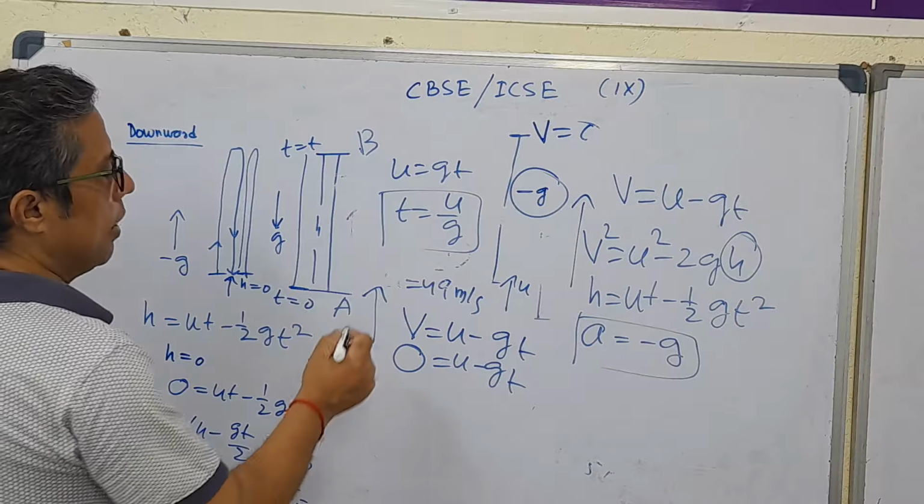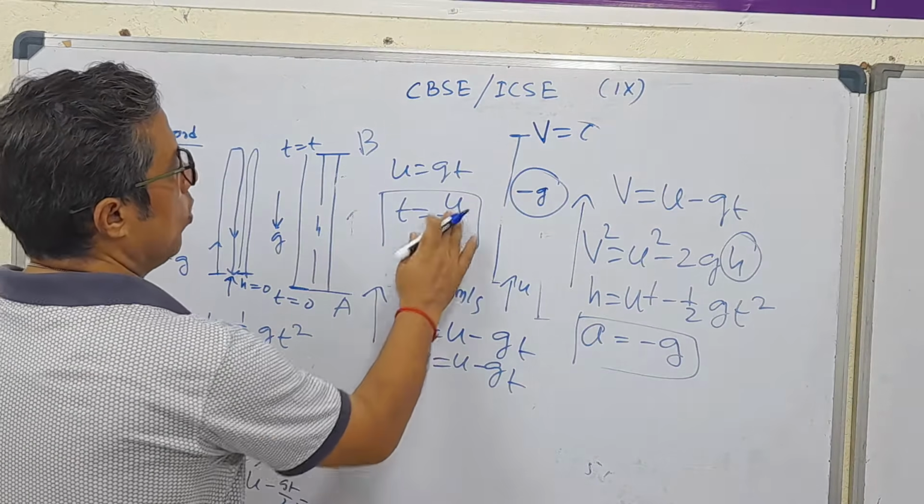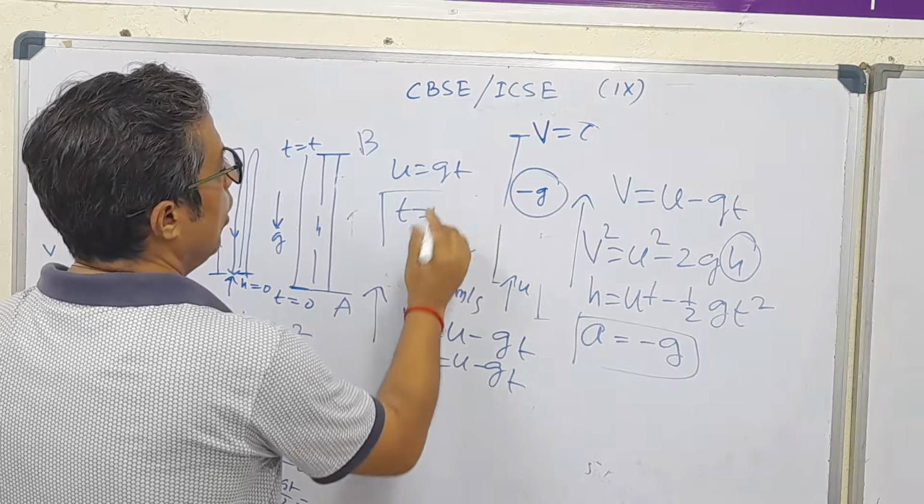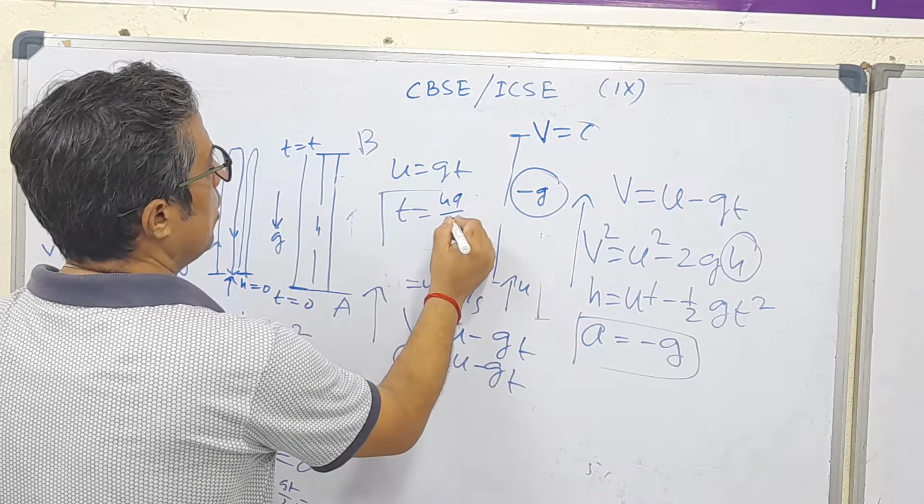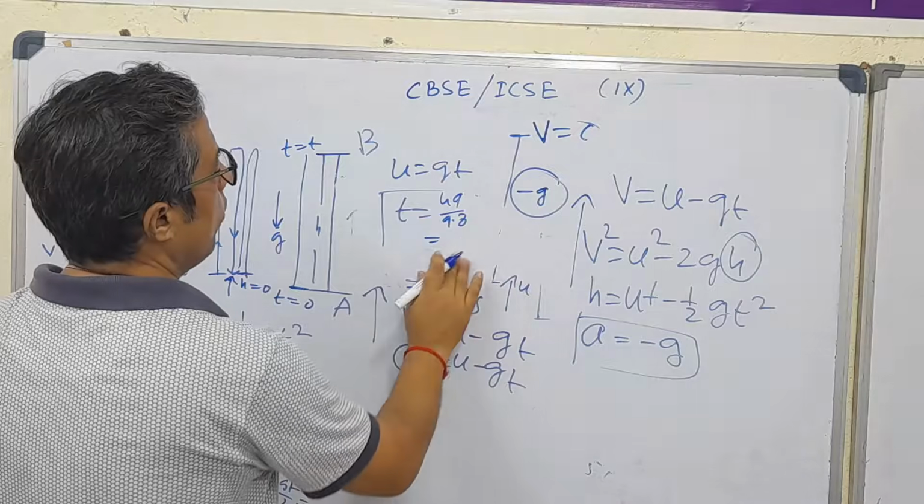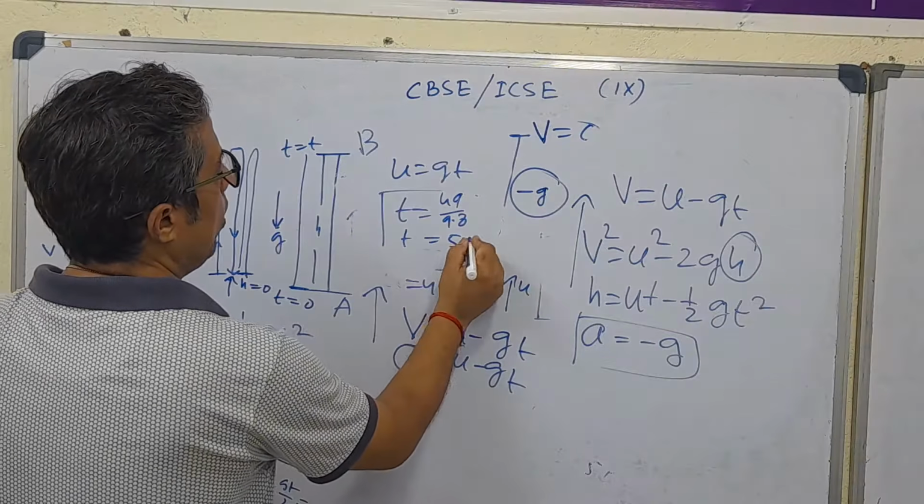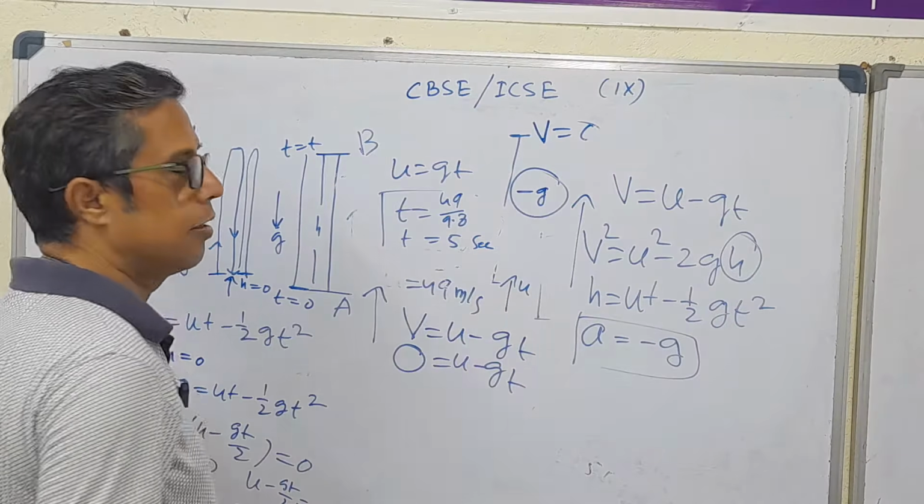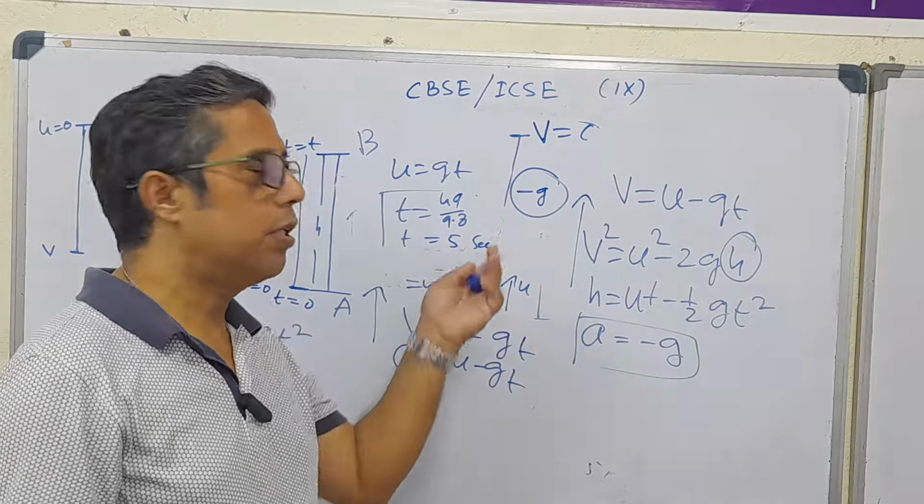Here they have mentioned that the velocity is 49 meters per second. If you put the value here, u is 49, g is 9.8, so it will be 5, right? So t will be 5 seconds. 5 seconds will be the answer. The time it will take to go up is 5 seconds.